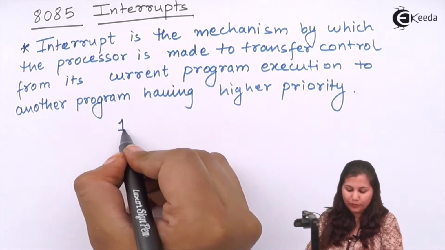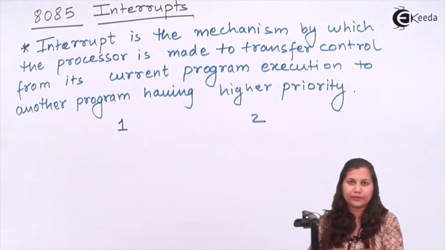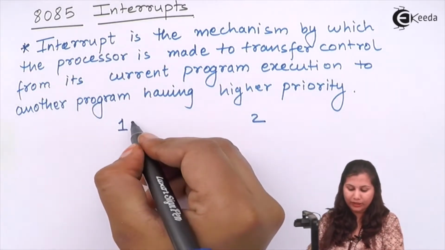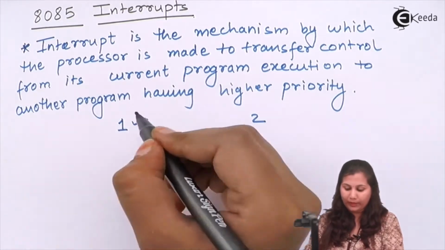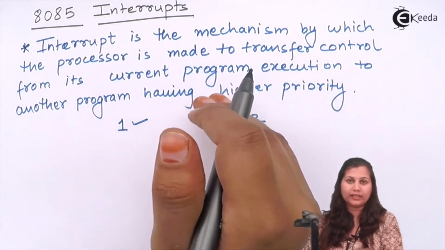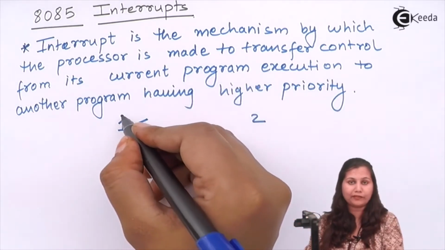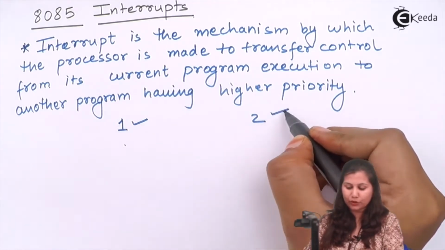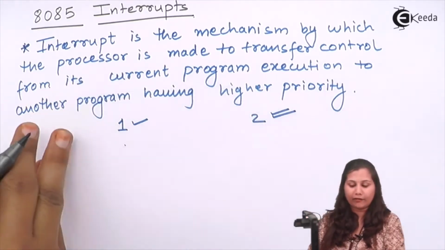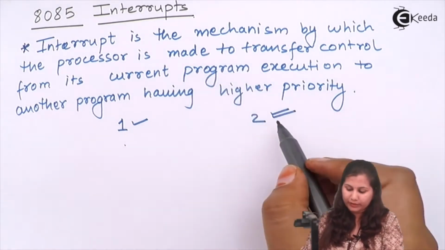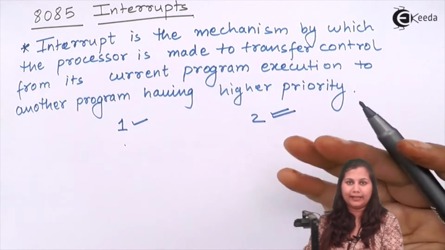Suppose there are two programs written in the processor, and first the processor is executing the first program. Now in between, the user wants that instead of executing this first program, the processor should first execute the second program, and after it again resume the first program. So this second program has higher priority.